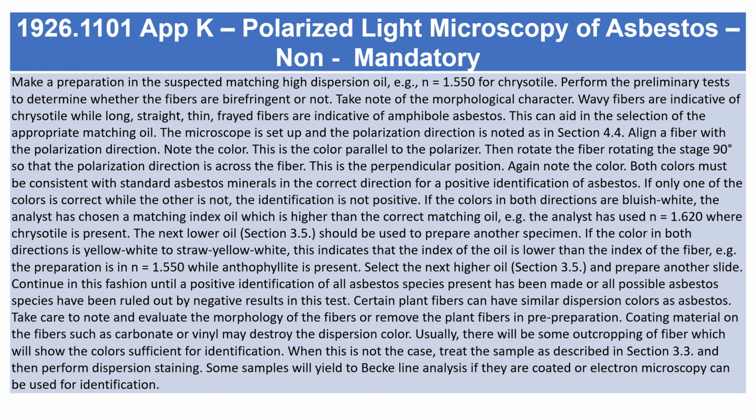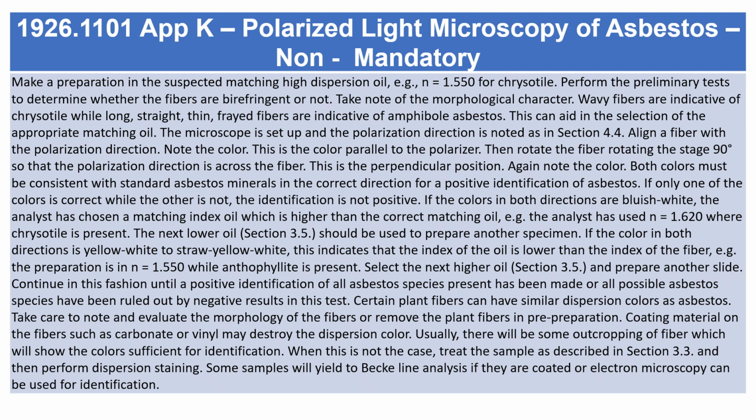If the color in both directions is yellow-white to straw yellow-white, this indicates that the index of the oil is lower than the index of the fiber, e.g., the preparation is in N equals 1.550 while anthophyllite is present. Select the next higher oil, section 3.5, and prepare another slide. Continue in this fashion until a positive identification of all asbestos species present has been made or all possible asbestos species have been ruled out by negative results in this test.